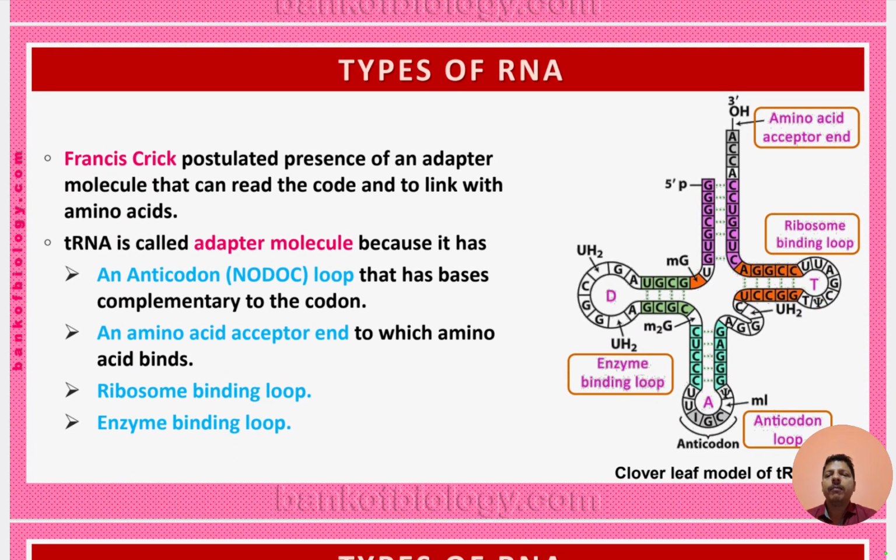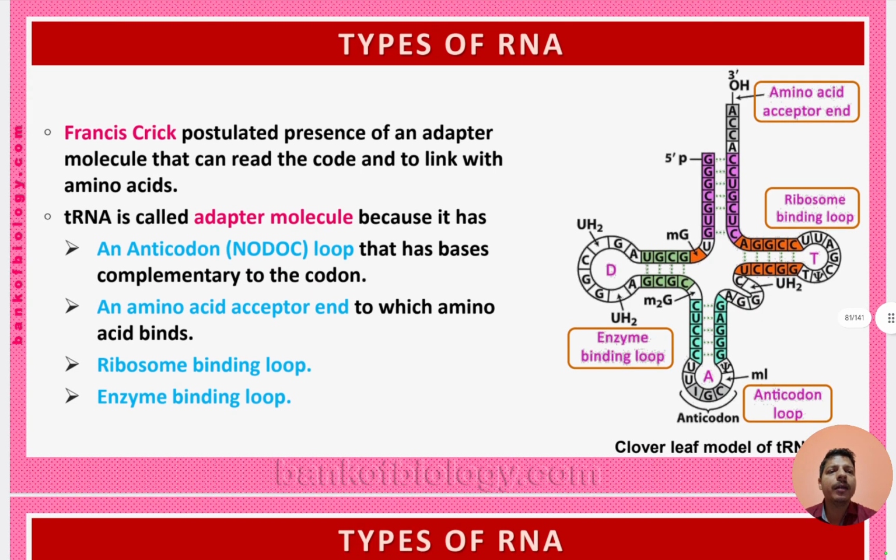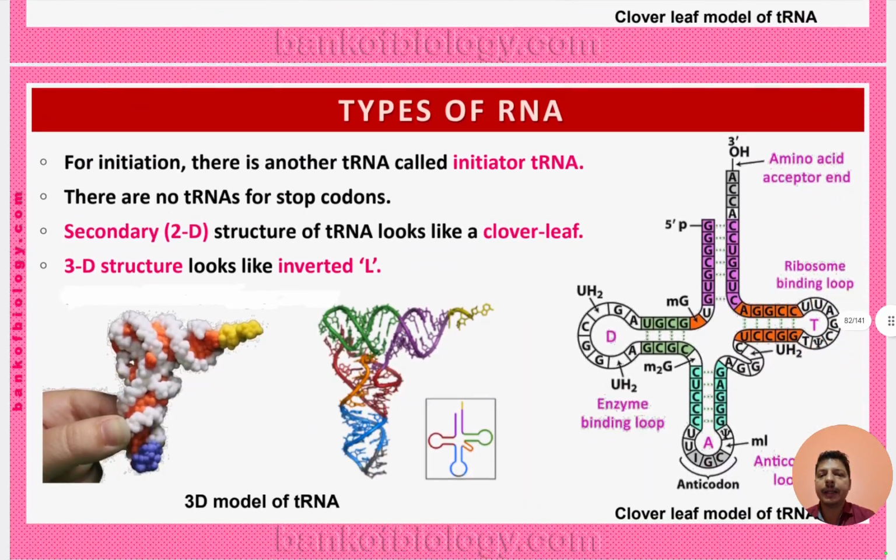Then Francis Crick postulated the presence of an adapter molecule that can read the code and link it with the amino acids. tRNA is called the adapter molecule because it has an anticodon loop that has bases complementary to the codon, an amino acid acceptor end to which the amino acid binds, a ribosome binding loop, and an enzyme binding loop. Here you can see a tRNA with the amino acid acceptor end, enzyme binding loop, ribosome binding loop, and anticodon loop. It is the cloverleaf model of tRNA.